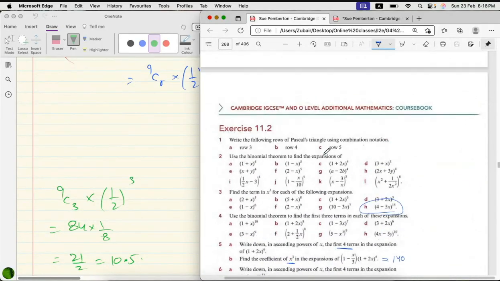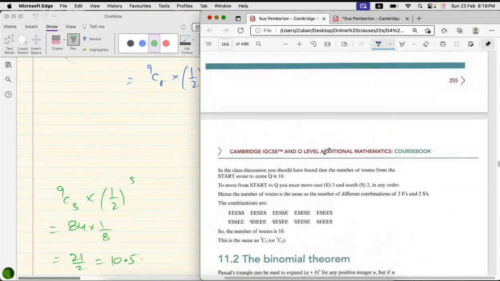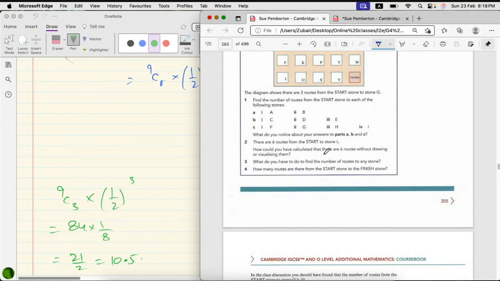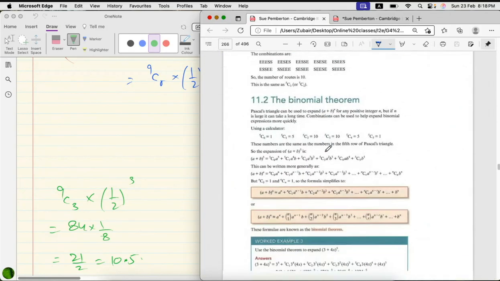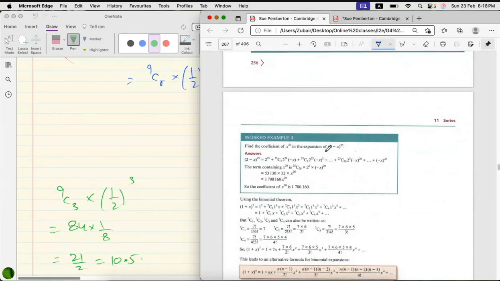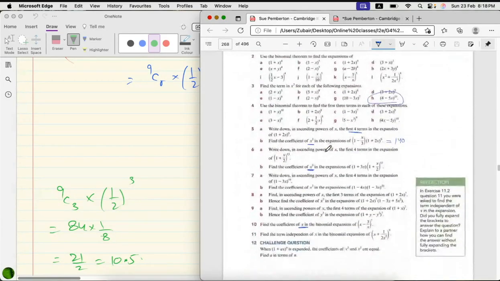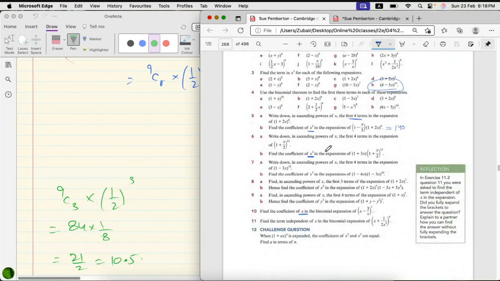Now, this is like exercise 11.1 and 2. In your free time, do try mixed questions, some from Pascal's triangle and some from this exercise.